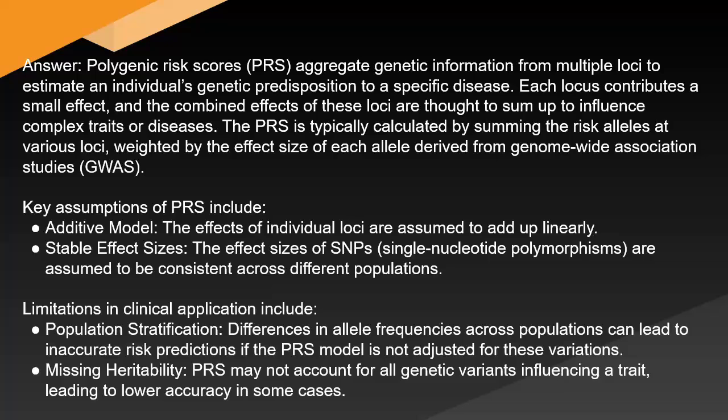The PRS is typically calculated by summing the risk alleles at various loci, weighted by the effect size of each allele derived from genome-wide association studies (GWAS). Key assumptions of PRS include: Additive model. The effects of individual loci are assumed to add up linearly. Stable effect sizes. The effect sizes of SNPs, single nucleotide polymorphisms, are assumed to be consistent across different populations.